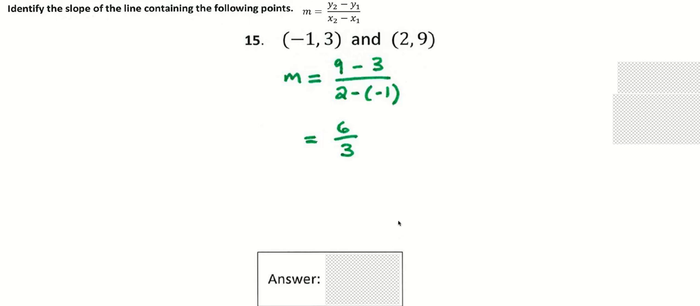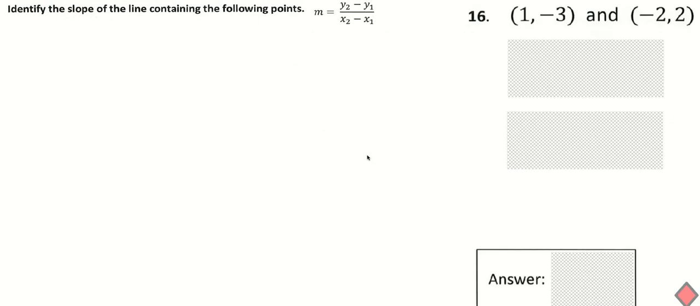Pretty much the same thing here. 9 minus 3 up top, and then 2 minus a -1. Remember, there's a minus built into the formula. And then x1 is a -1. So yeah, this is 2 minus -1. So we get 6/3, which is just 2.